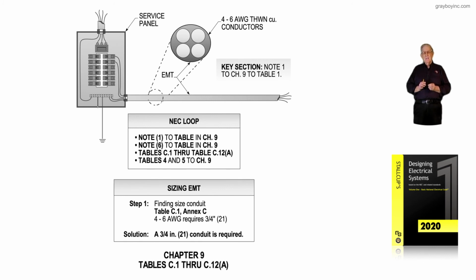So in Annex C, Table C.1 for EMT, and we're sizing it for 4 number 6s, 4 number 6s would require at least a 3/4 inch. So the solution would be, based upon 4 number 6s pulled through EMT, a 3/4 inch conduit or tubing is required.